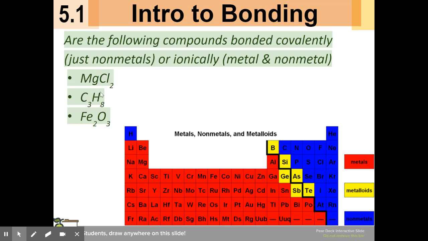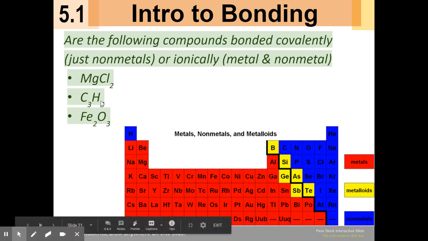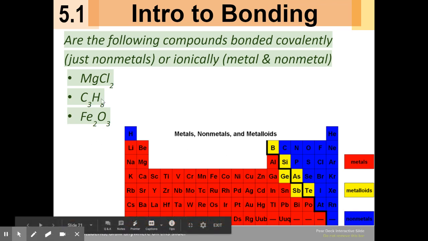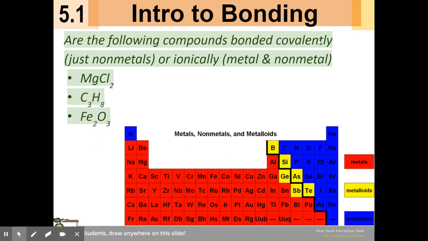How about this one? Carbon and hydrogen. This is C3H8, tricarbon octahydride, all right? Also known as propane, the same gas you use to grill with, okay? So carbon is a nonmetal. Hydrogen is a nonmetal. So nonmetals, this is a covalently bonded compound, all right?